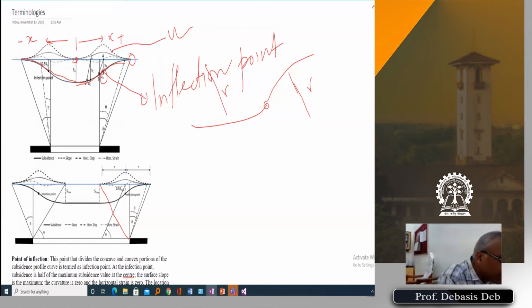Now du/dx is this one. Let me take another color. It will be something like this. That means at the inflection point, du/dx will again be 0, because u is maximum there. So it is basically nothing but the slope of this line of u. This is what du/dx is.